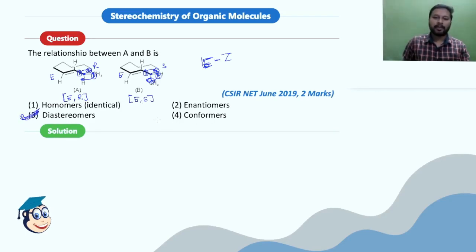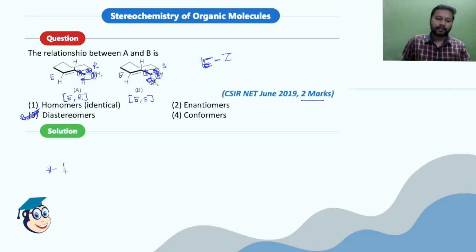For conformers, you just rotate any bond and you get this thing. But there is no rotation allowed because you have a double bond over here. Ring flipping is also not allowed. So they are not conformers, right? So it's pretty simple that diastereomers is the correct answer. No need to solve anything, you can solve it in the question itself. So that's how this question has to be done. A simple question, asked for 2 marks.